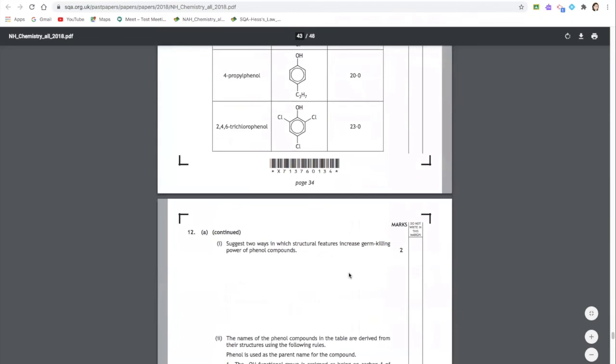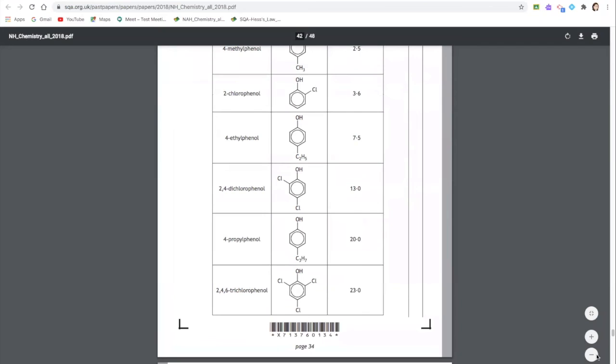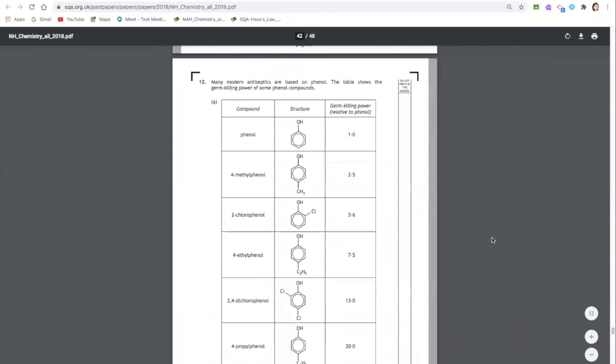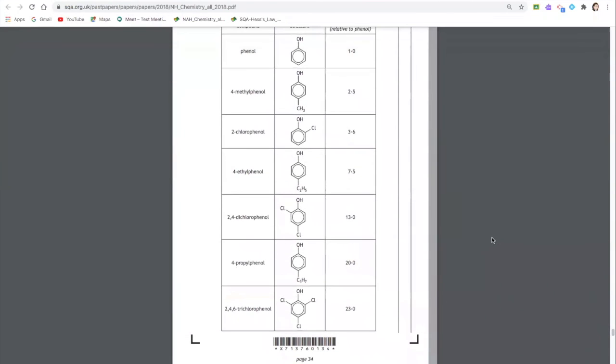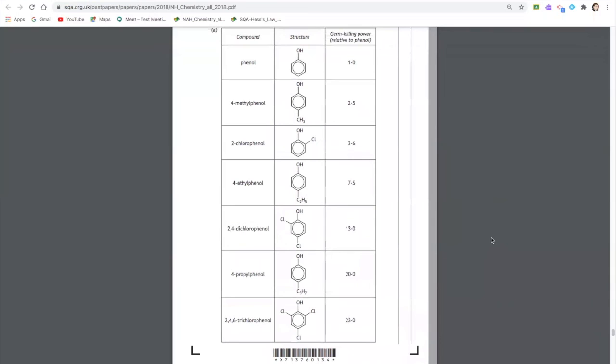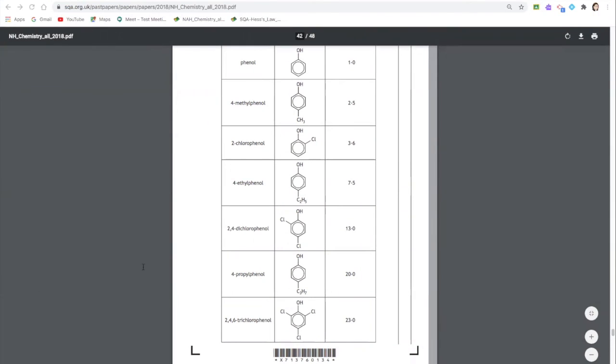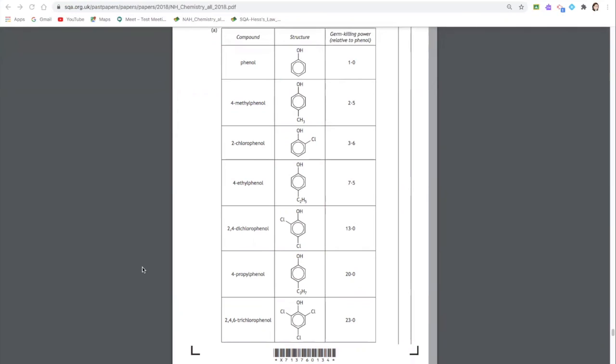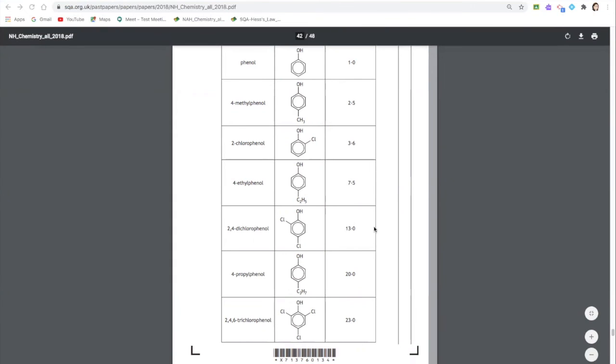Part 1 suggests 2 ways in which structural features increase germ killing power of phenol compounds. So you're wanting to look for patterns here. So find the ones that are best germ killing and see what the difference is. So if the best one's the one with the most chlorine on it, you could conclude that if you add chlorine atoms, it becomes better at killing germs.